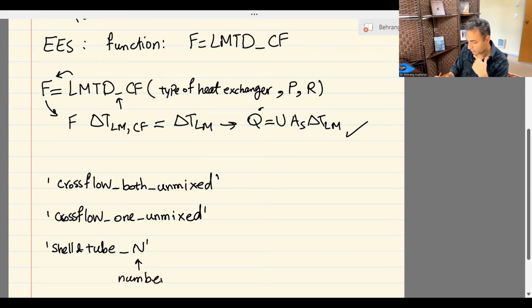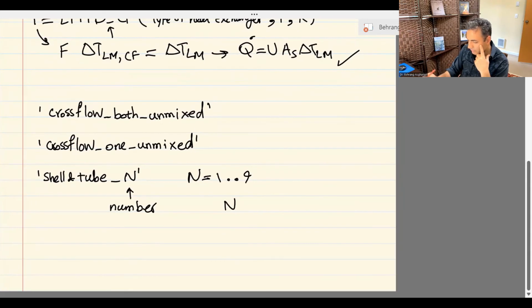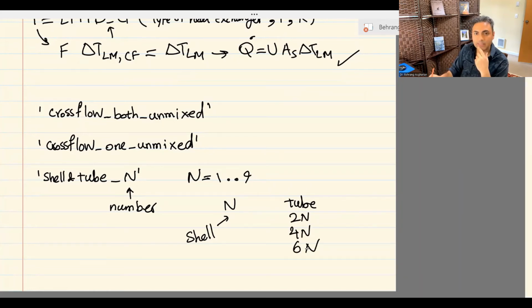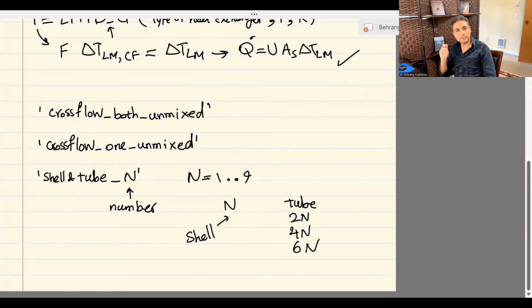How does that work? N could be somewhere between 1 to 9. Whatever n is on the shell side, on the tube side it's either 2n or 4n or 6n or whatever that is. That's how you find it. So if n is 1, you can have 1 shell pass, 2 tube passes, or 4 tube passes, or 6 tube passes, just like that graph that we had. The graph said 1 shell pass, 2 tube passes, or 4, or 6 tube passes. If n is 2, that would be 2 shell passes, and then on the tube side it becomes either 4 or 8 or 12 tube passes.